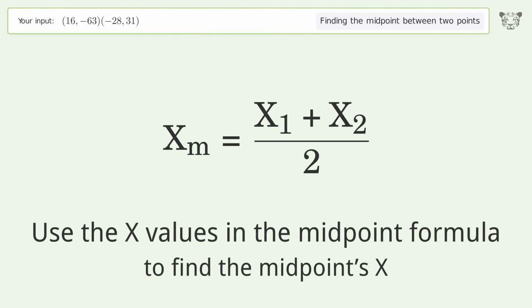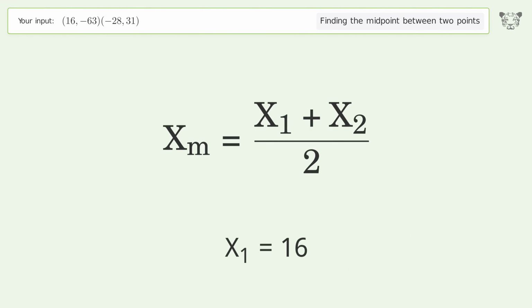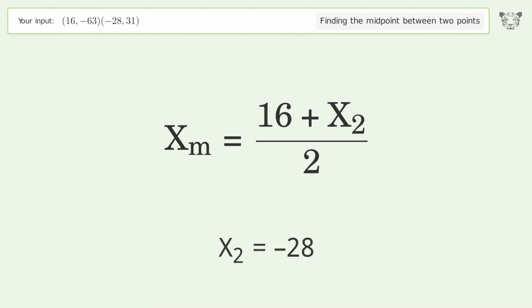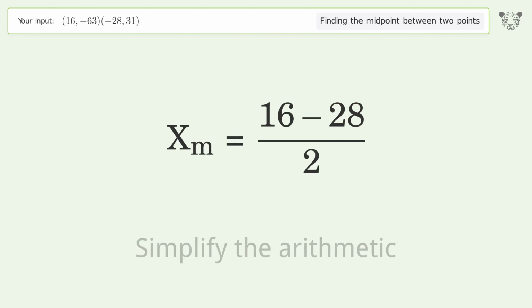Use the x values in the midpoint formula to find the midpoint's x. x1 equals 16. x2 equals -28. Simplify the arithmetic.